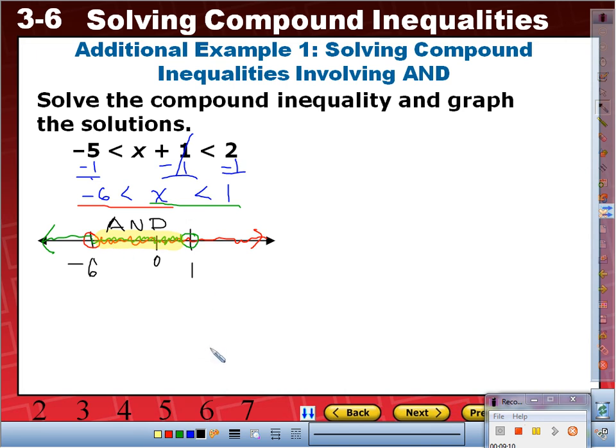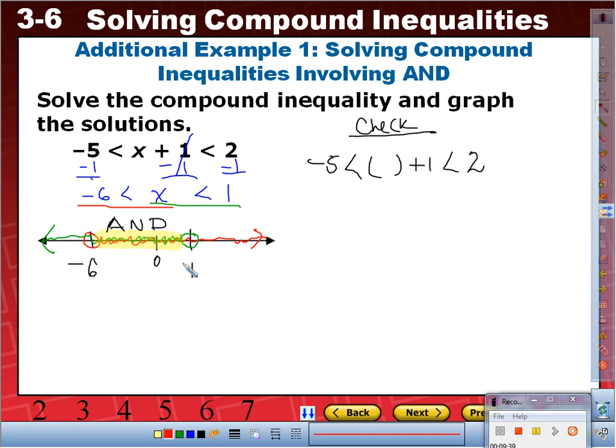So let's see. Let's go through our steps. Did we simplify? Yes. Did we isolate? Yes. Did we plot? Yes. So now we need to check. So let's write check. I'm going to rewrite this. -5 less than, open parentheses, x plus 1, less than 2.